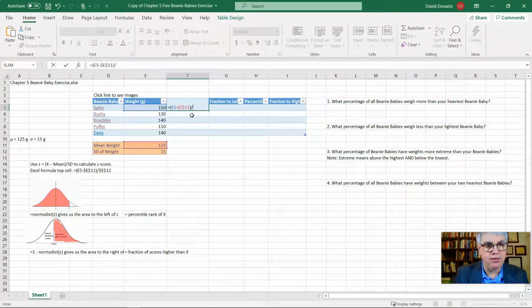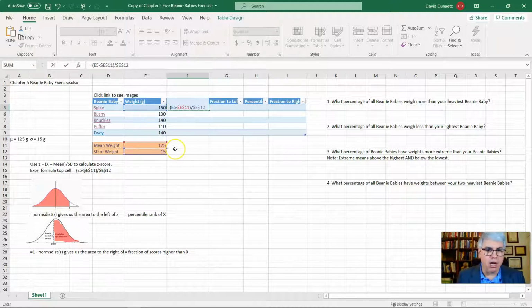Divide by the slash. And we're going to divide by the standard deviation. And so again, that's going to be an absolute cell value. So I'll put $E$12.